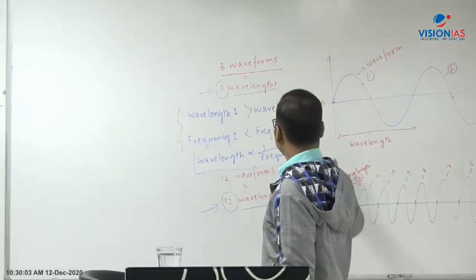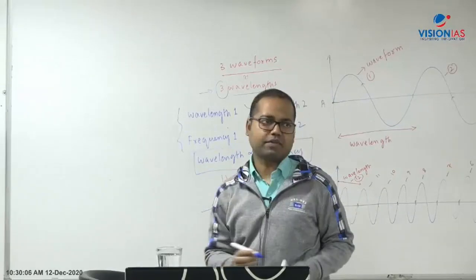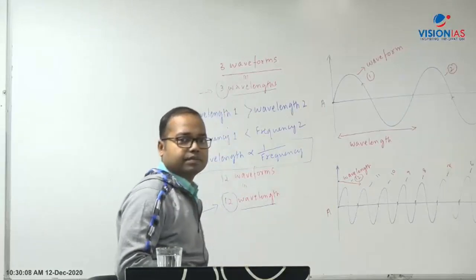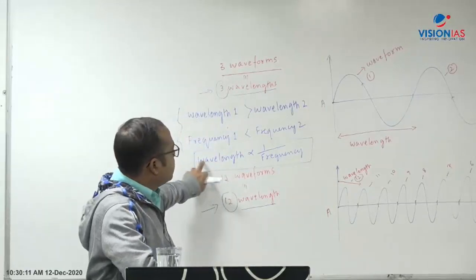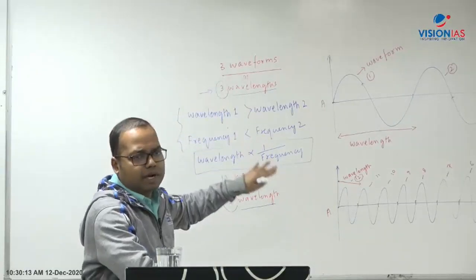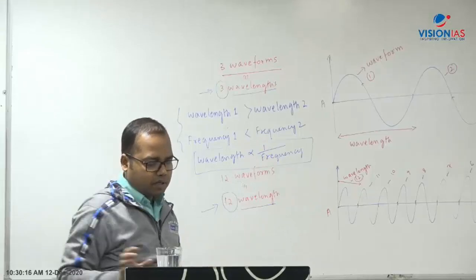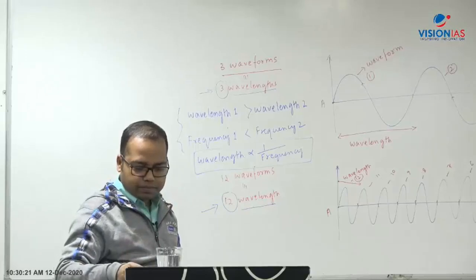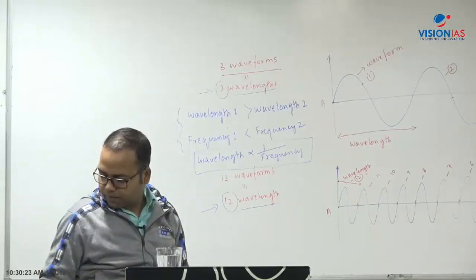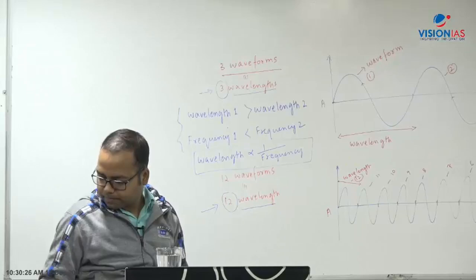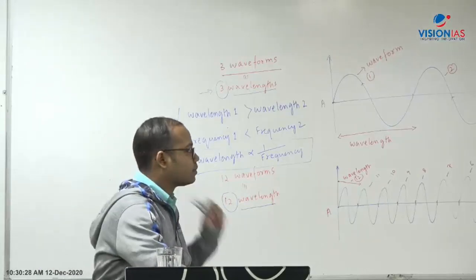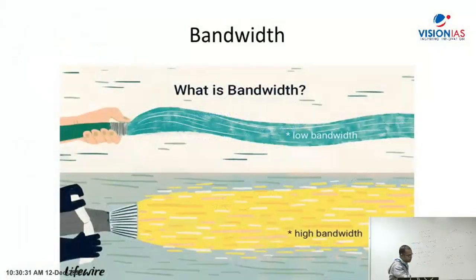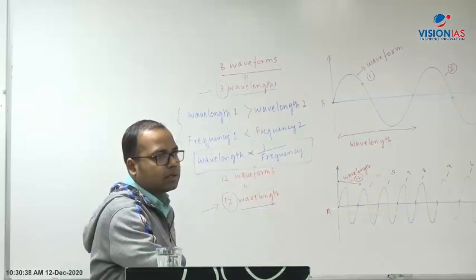You have to remember this, wavelength and frequency are antagonistic to each other. Okay, this relation is important from this entire graph or entire discussion, only this one. So wavelength is inversely proportional to frequency, just remember this. Okay.